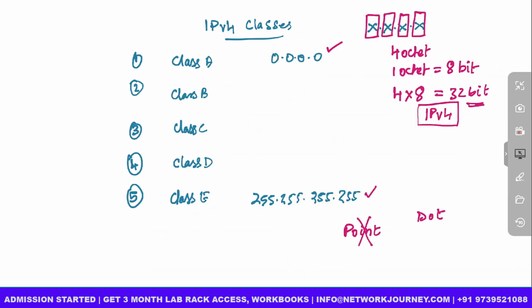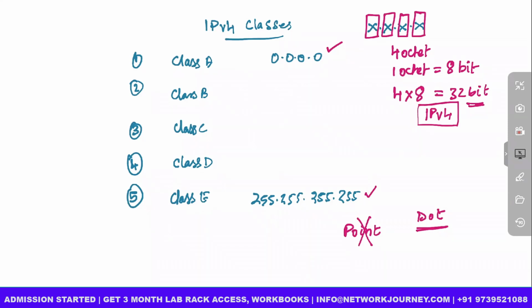Okay, 0.0.0.0, 192.1.1.1. So that is how we represent it. And there are 4 octets, and each octet is 8 bits long. And when you multiply all 4 octets with 8 bits, you get your 32-bit IPv4.